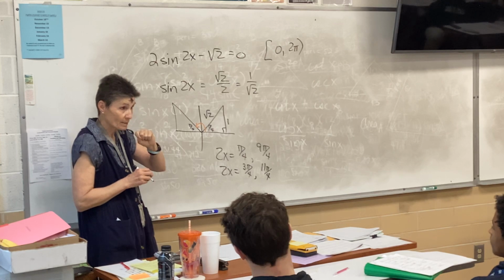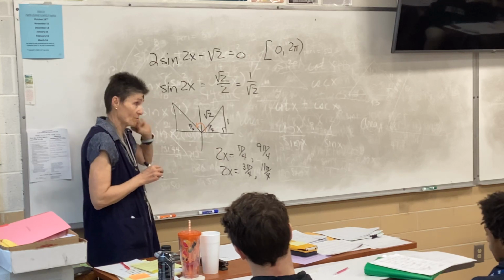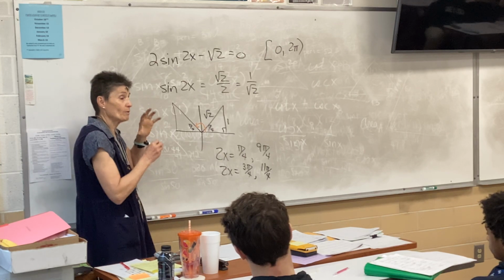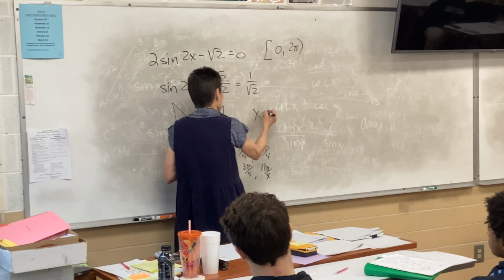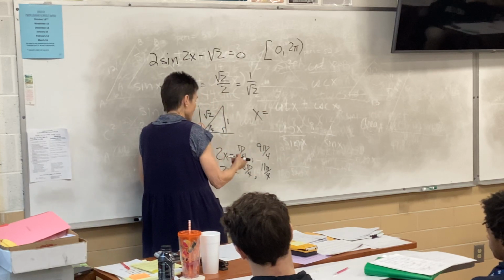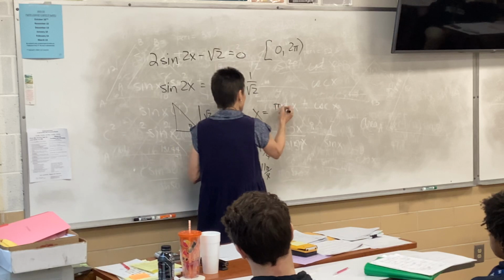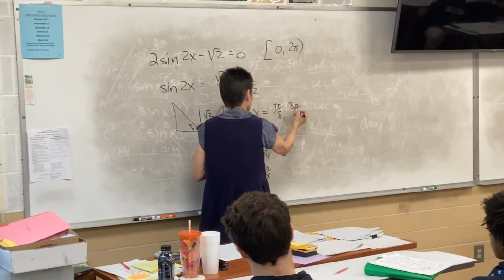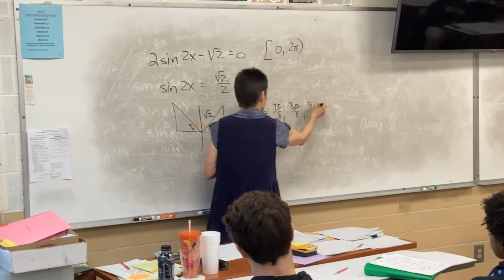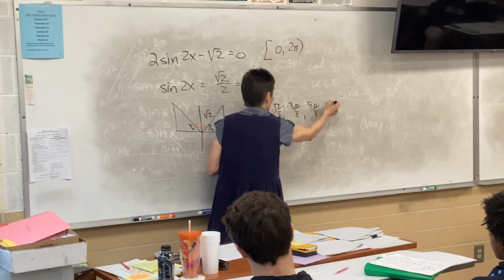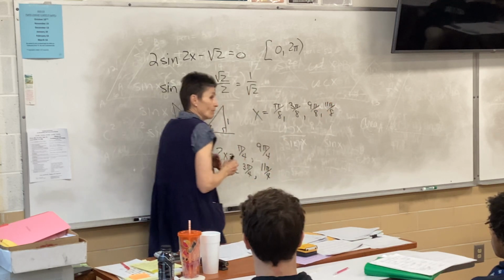Now those are all the angles in 2 revolutions that have a sine of 1 over root 2. But those are all 2x values. So what are the x values? Well, the x values are going to be half of this. So pi over 8, 3 pi over 8, 9 pi over 8, and 11 pi over 8 are your answers.